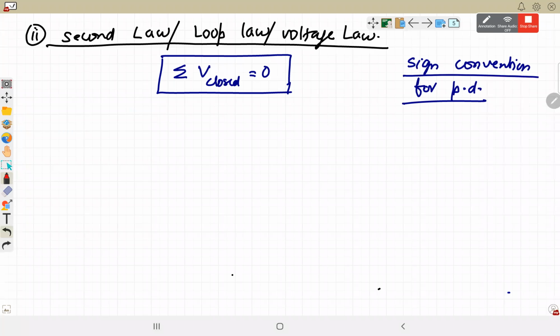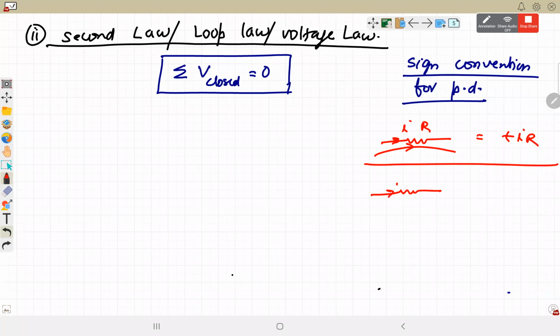If we cross a resistor in the direction of current, suppose current is I and we are going from A to B like this, then we take the potential difference to be positive. In the direction of current, that potential difference will be taken positive because it is initial minus final. Initial potential is always higher than the final potential in the direction of current. Opposite to the direction of current, it will be minus IR.